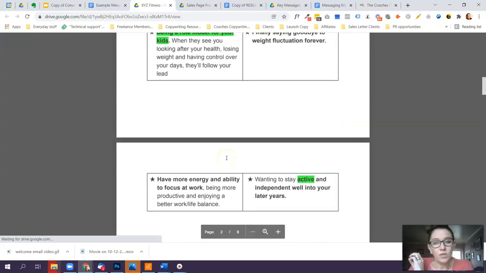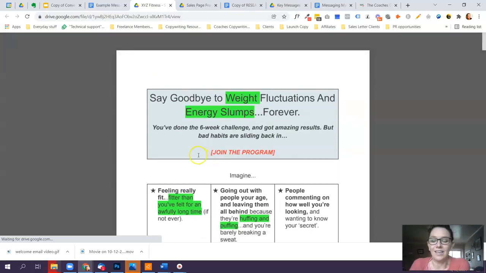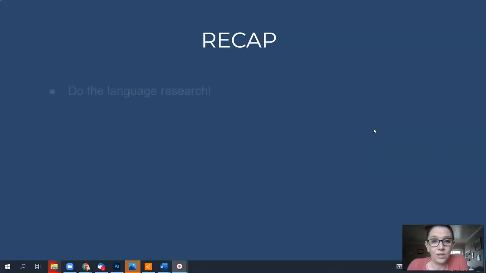I just wanted to show you that process. Instead of just brainstorming and making stuff up, we have a step-by-step process. To recap, this is what it looks like. Do the language research, have the interviews, look at your testimonials, spend time listening to what people are saying, what they're really struggling with and what they really want to achieve.